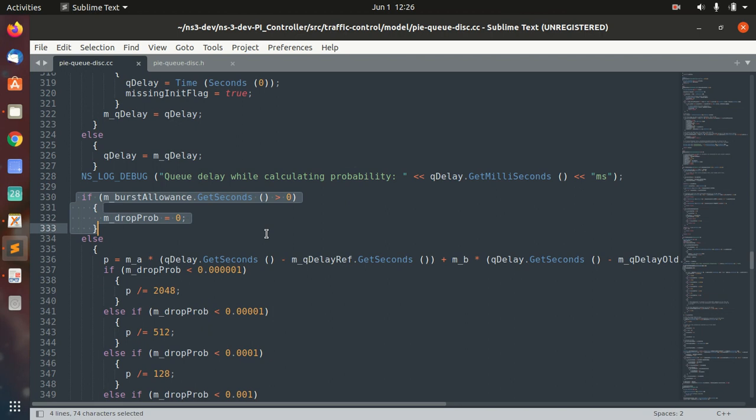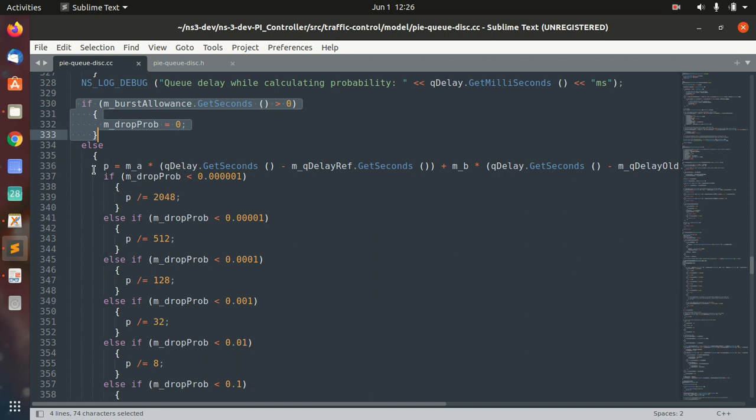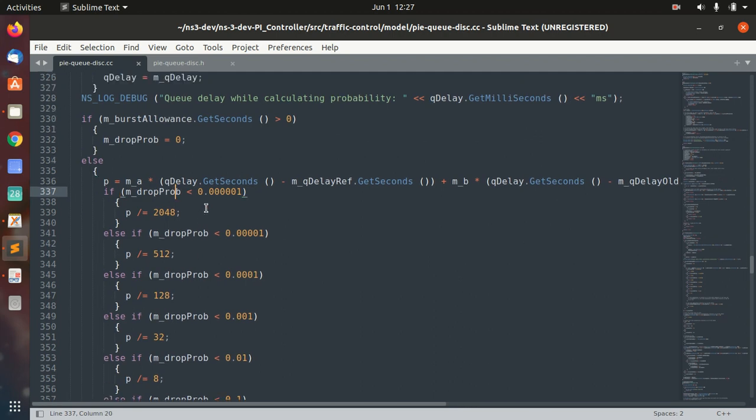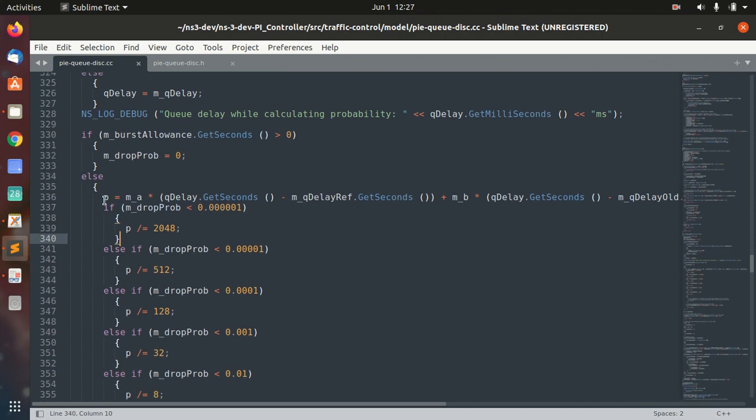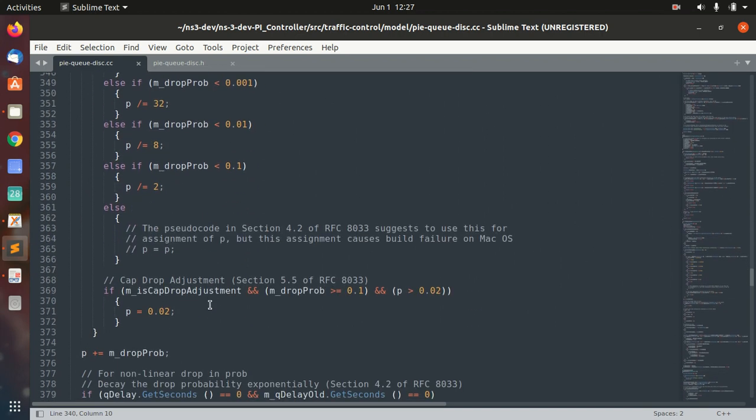And after that we check whether the burst allowance is still there or not. If there is still some burst allowance time left, then we simply set the drop probability to 0, because the burst can be allowed to enter into the queue. Else we calculate the probability. It is calculated by alpha times current queue delay minus reference queue delay, plus beta times current queue delay minus the old queue delay value. After calculating the probability, based on the old drop probability value that was there previously, we normalize the probability variable p.